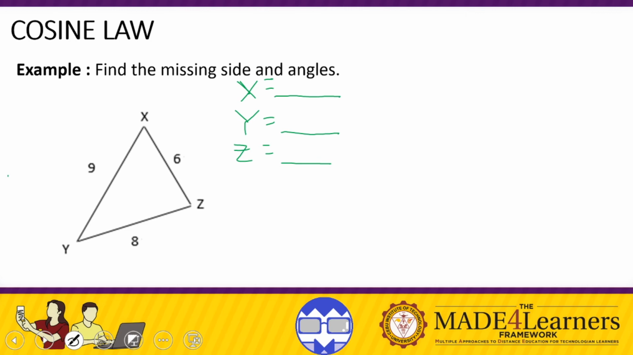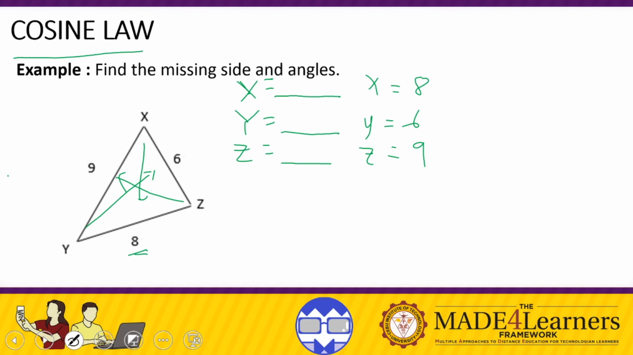Okay, then of course we have small letters, the sides. Okay, so if you try to observe, it is actually the sides which are given. So opposite of x is 8. Opposite of y is 6. Opposite of z is 9. Okay, so if this happens, the sides are given, we're going to use law of cosine, or cosine law.